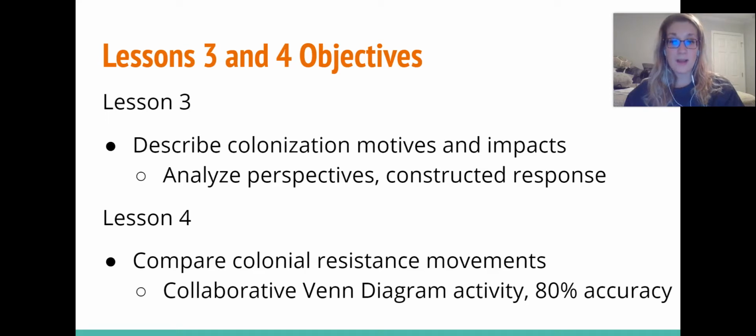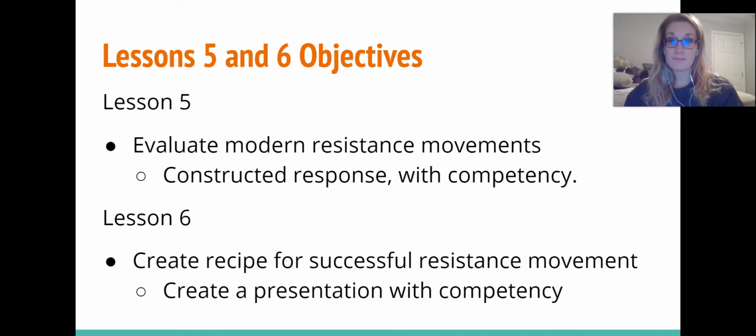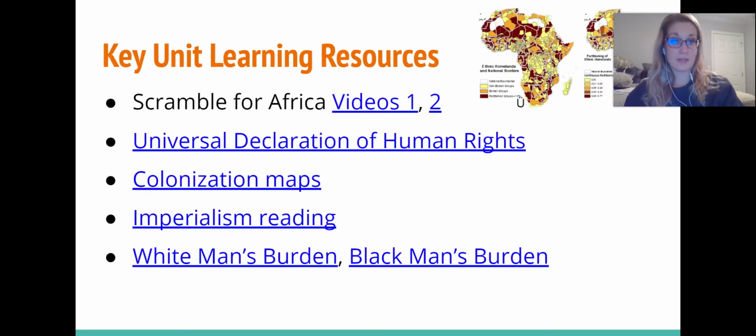Lesson 4 will involve a collaborative Venn diagram activity with colonial resistance movements. Lesson 5, evaluating modern resistance movements. And then wrapping up the unit is lesson 6 with our performance task, where students will create a presentation. And in that presentation, they will identify and create a successful recipe for resistance movements, building on the ideas and concepts they learned from the unit.